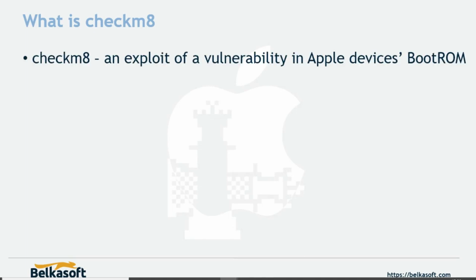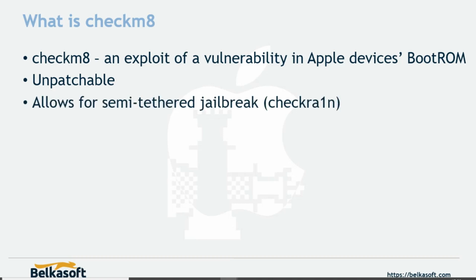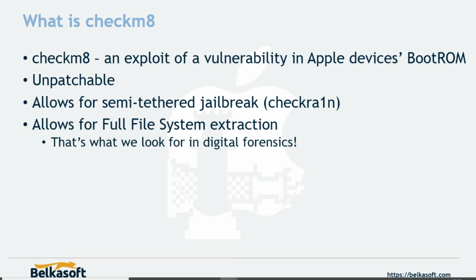So, Checkmate is an exploit of a vulnerability in the boot ROM of Apple devices, and it's already very popular for a number of reasons. First of all, it's called epic because it's unpatchable. It's hidden inside the hardware of every vulnerable device. It allows for a jailbreak or semi-tethered jailbreak. Probably you've already heard of the checkra jailbreak. Checkmate allows a full file system extraction even without jailbreak, and that's the key point. That's what is valuable for experts.